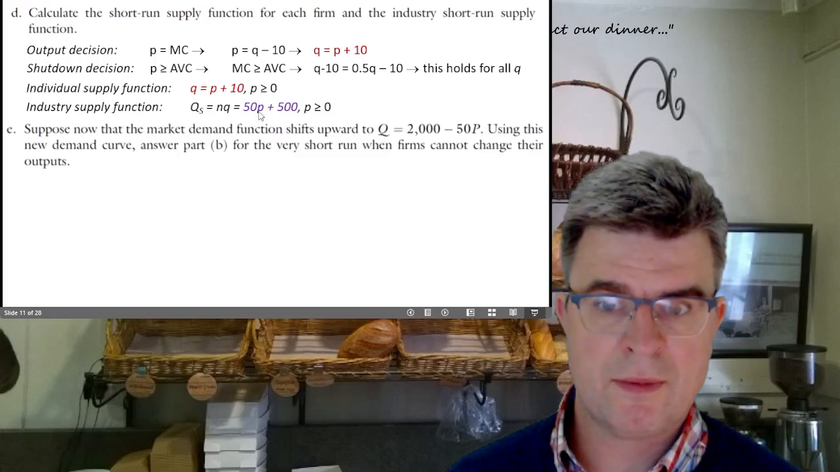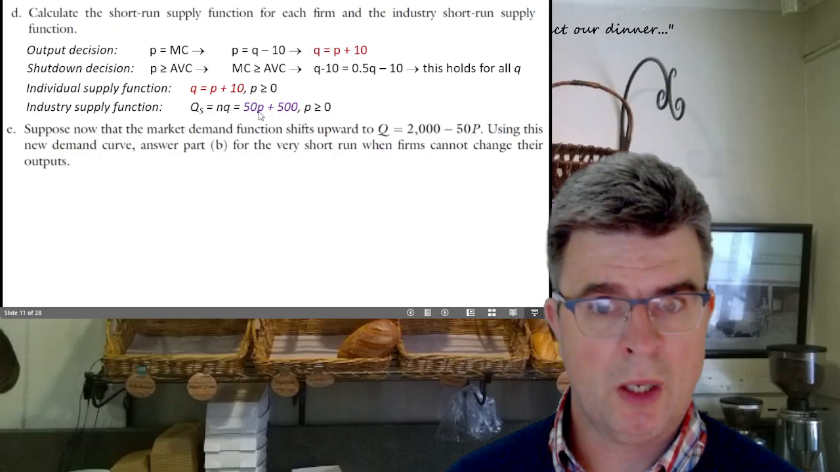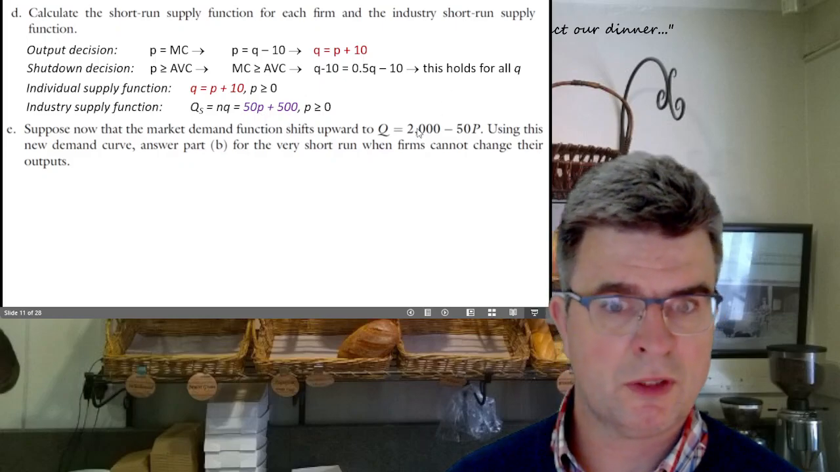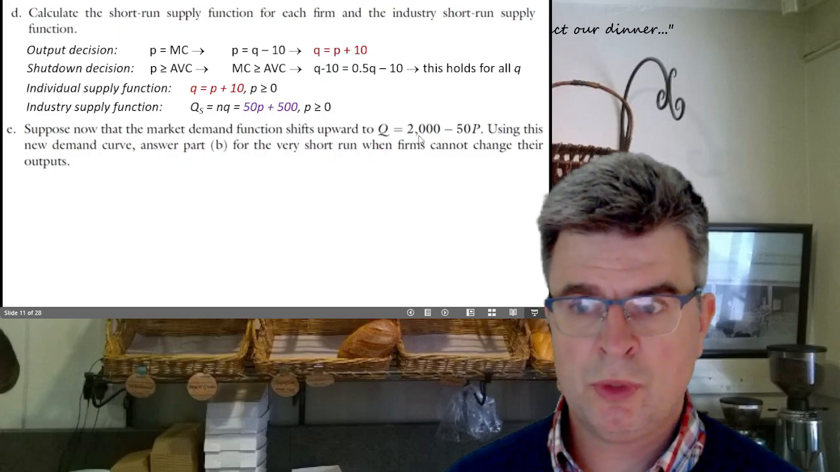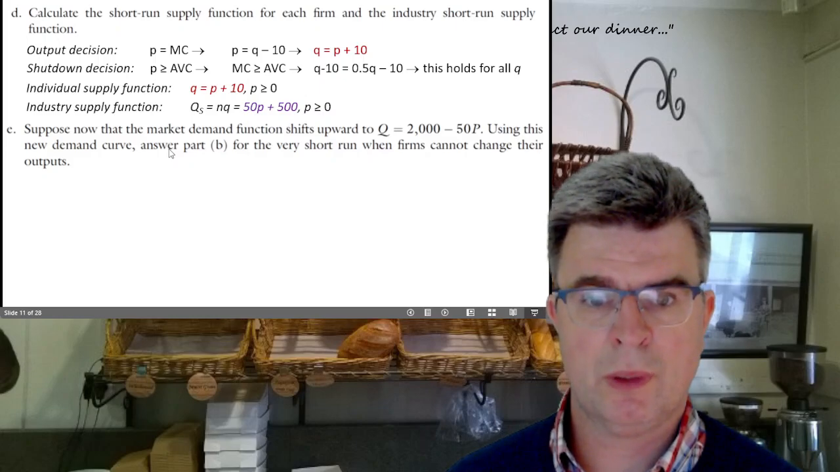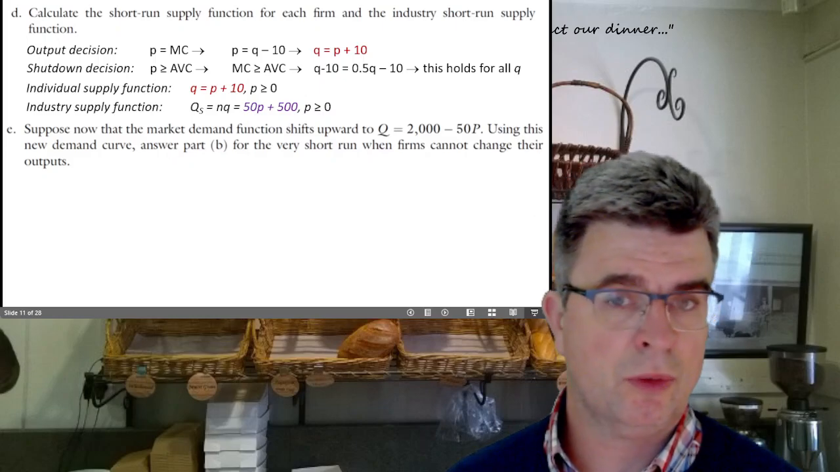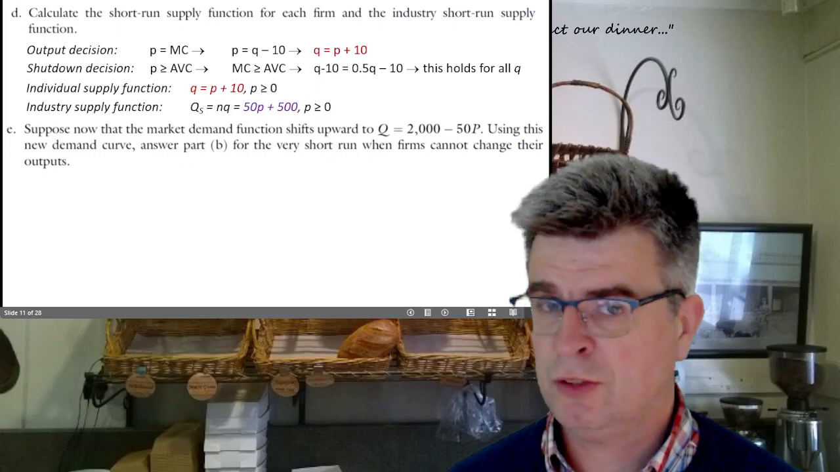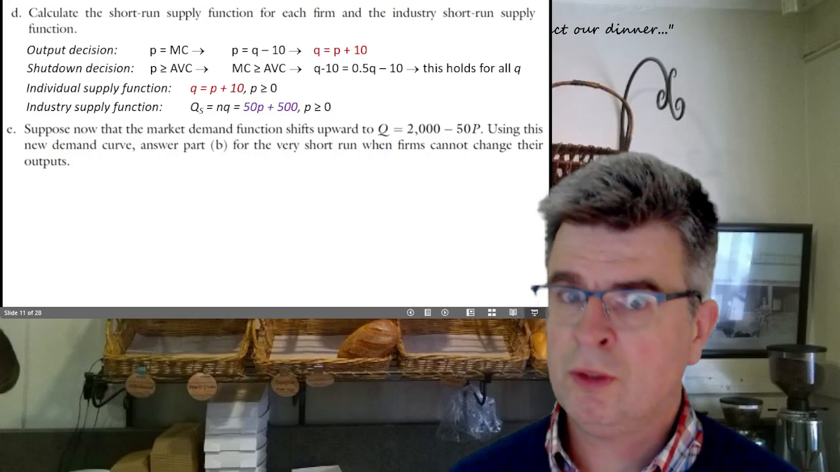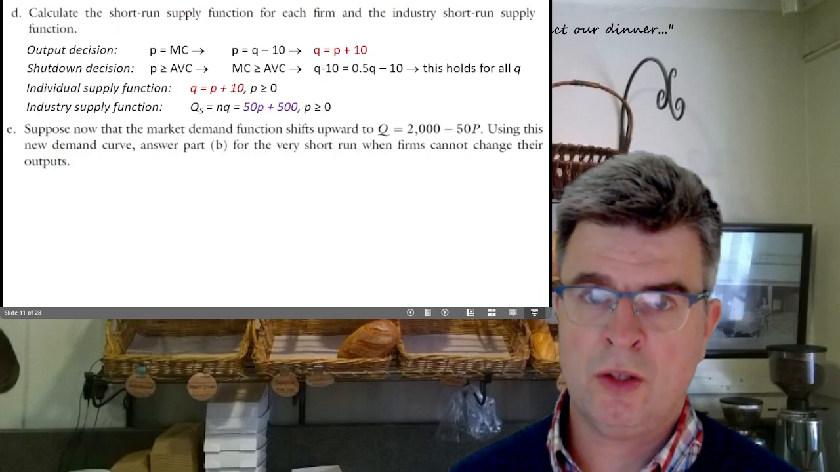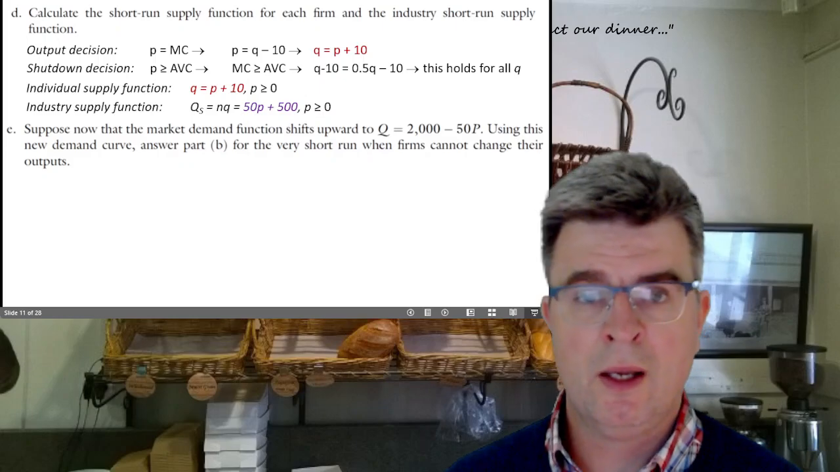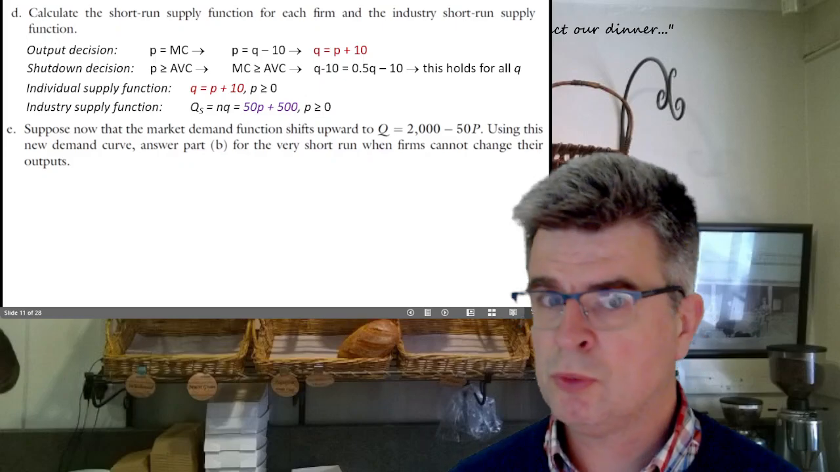Now suppose that there's a shock to market demand. Market demand shifts upward to 2000 minus 50p. Using the new demand curve, answer part B for the very short run, when firms cannot change their outputs. In the short run, there's no entry and exit. In the very short run, in addition, firms can also not adjust their output. So the firms that are active in the industry will continue to produce 20 units.